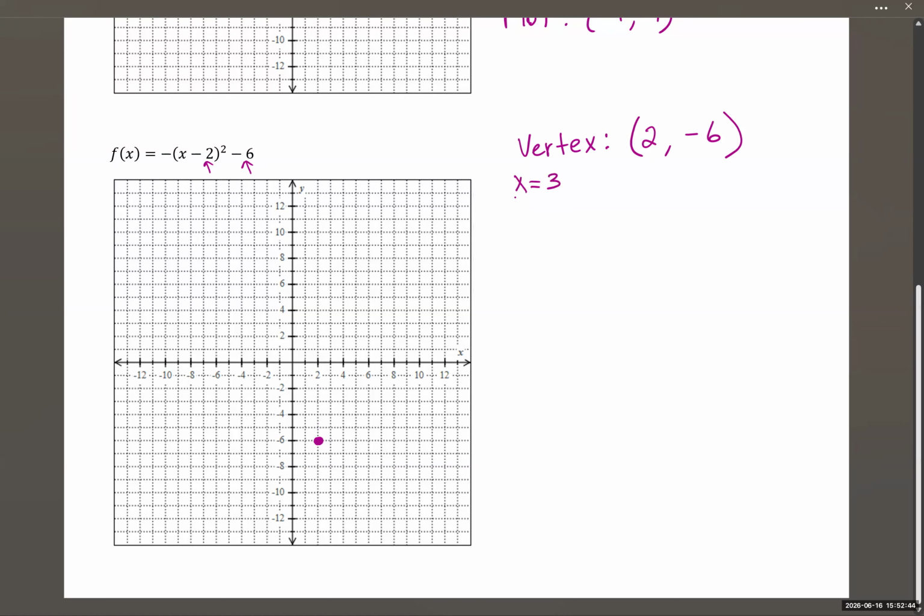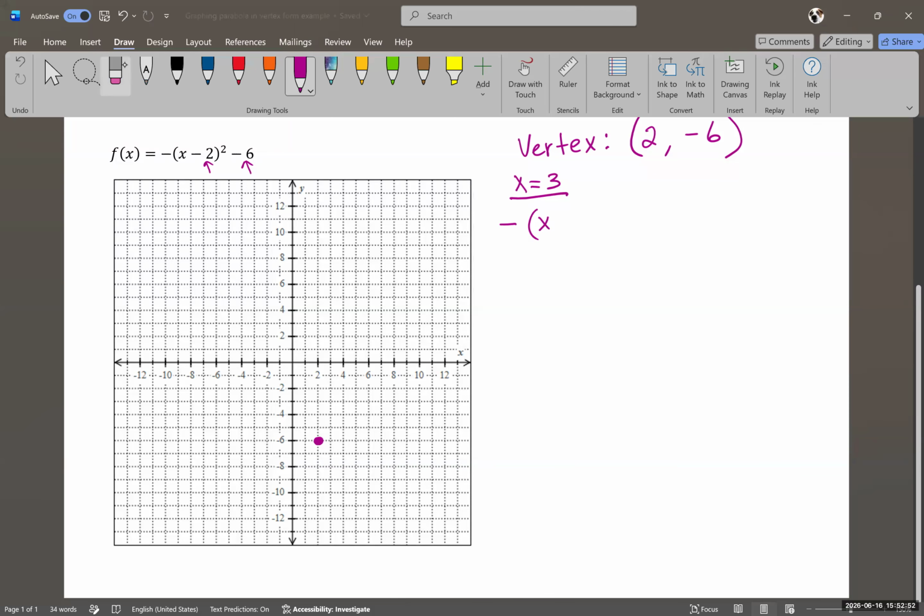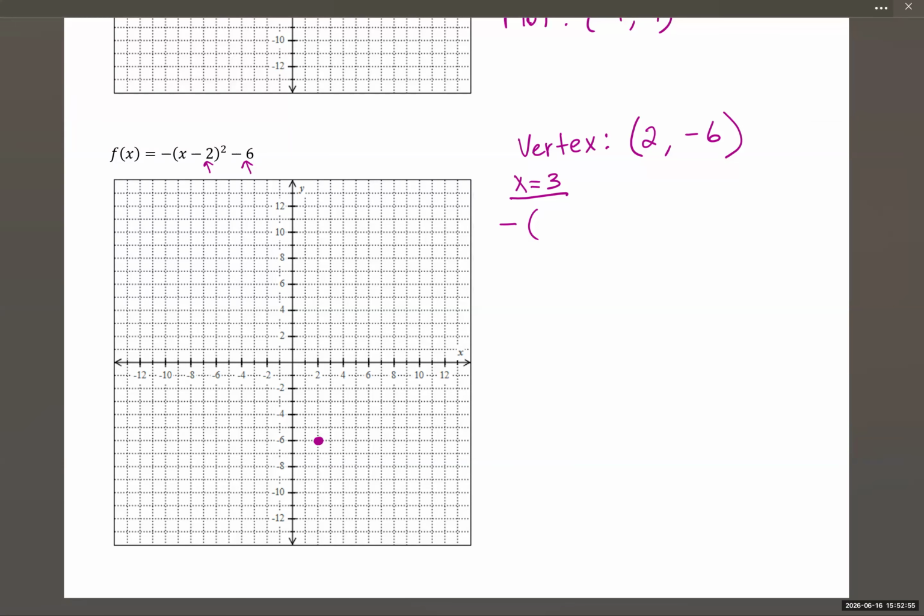So x equals 3 is what I'm plugging in next. So y equals negative (3 minus 2) squared minus 6. So it's negative 1 squared minus 6. That's -7. So we can plot 3, -7 as our next point. So 3 and -7, that's right here.